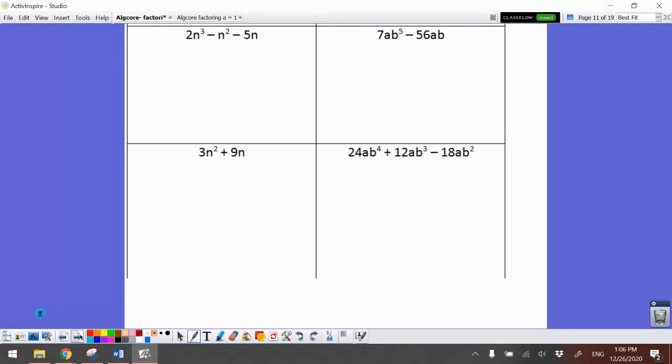All right, go ahead and hit pause, see what you can do with these. Remember, the numbers you're looking for: 2, 3, 4, 5, 7.